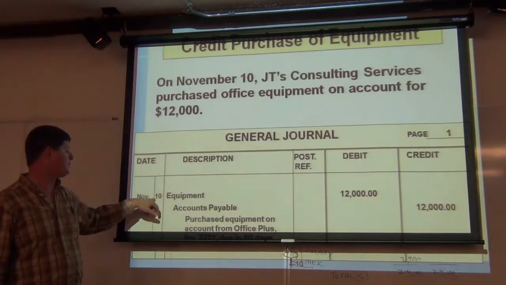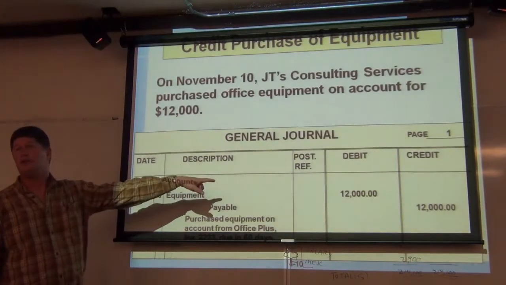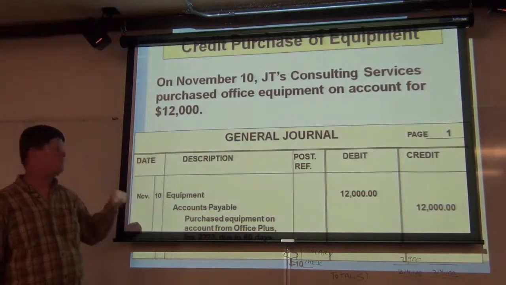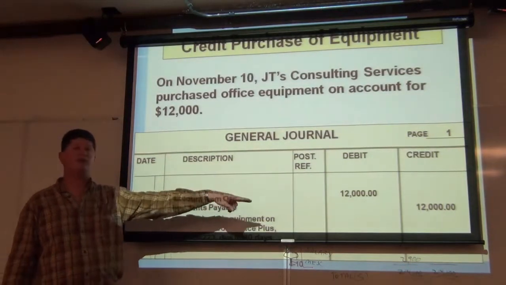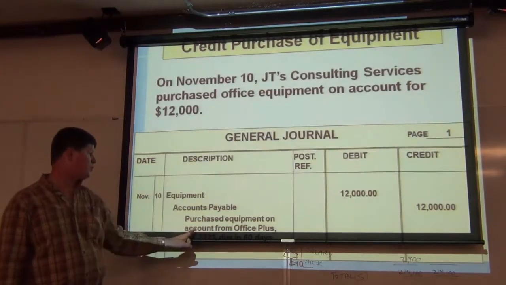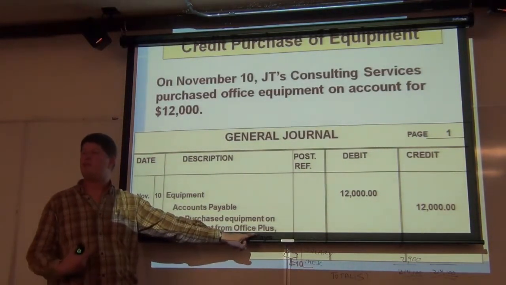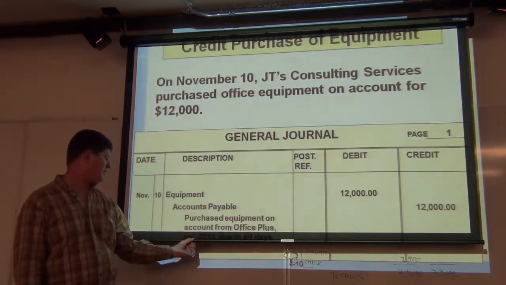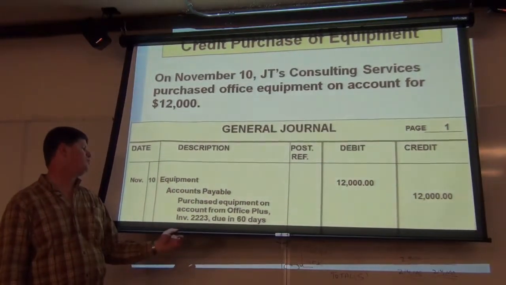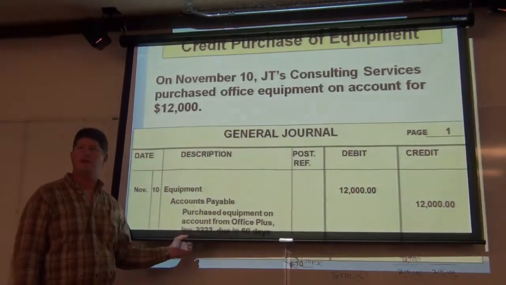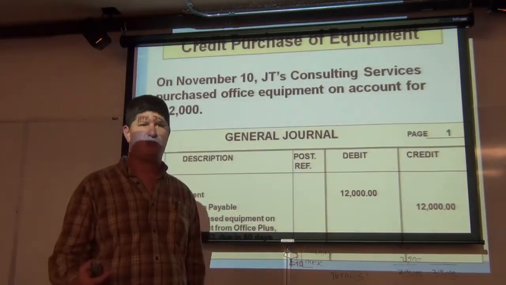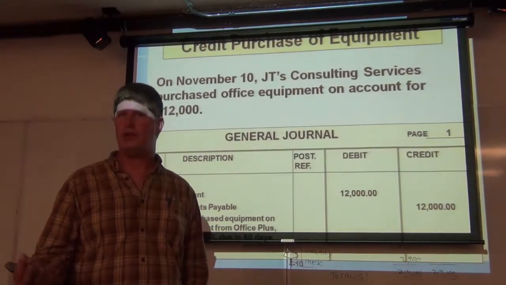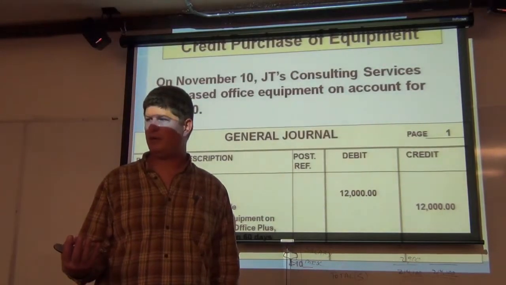Next, a couple days later on the 10th, we bought some more equipment. Equipment goes up, debit, 12,000 bucks. Accounts payable. We didn't pay for it in cash this time, did we? We promised to pay them later. So it goes up, credit 12,000. Purchased equipment on account from Office Plus. This one's better. They even got the guy's name in here. And you can't see it, but it says invoice 2223 due in 60 days. So I know who I owe the money to, the invoice number it was on, and when it's due. You've got to record all that somewhere, otherwise how do you know when you owe the guy money? Good?